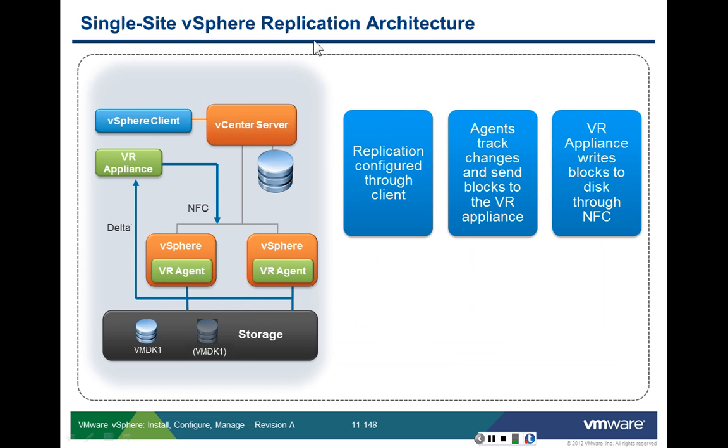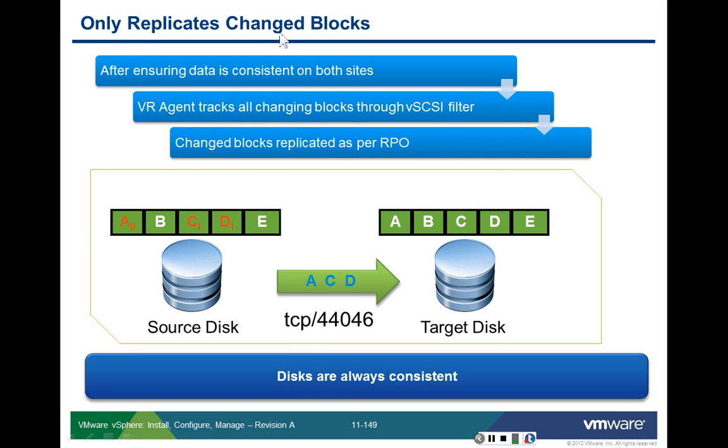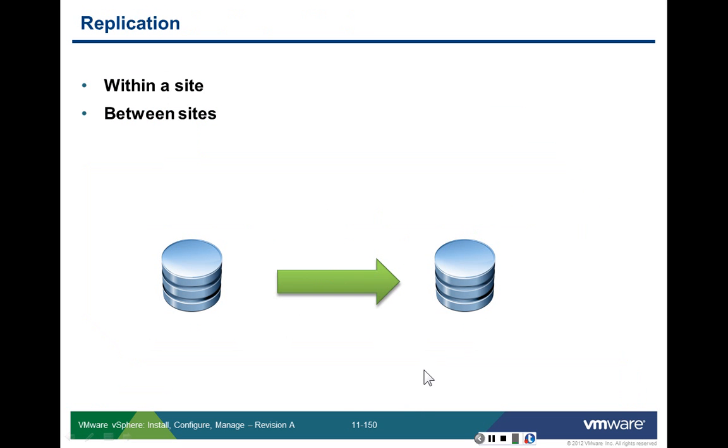The vSphere replication appliance only replicates changed blocks. It doesn't copy the entire disk array periodically from one disk to the second. It just copies the changes. It's more efficient, and that way it ensures that the disks are always consistent.